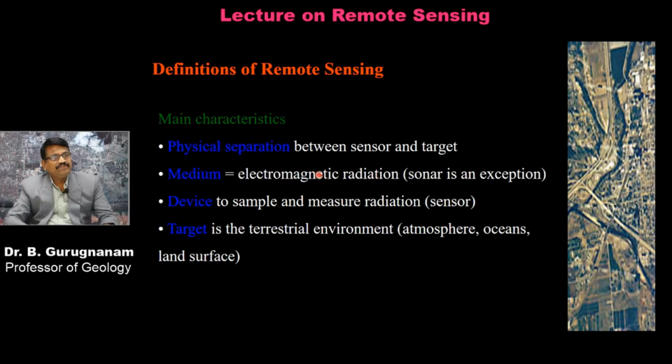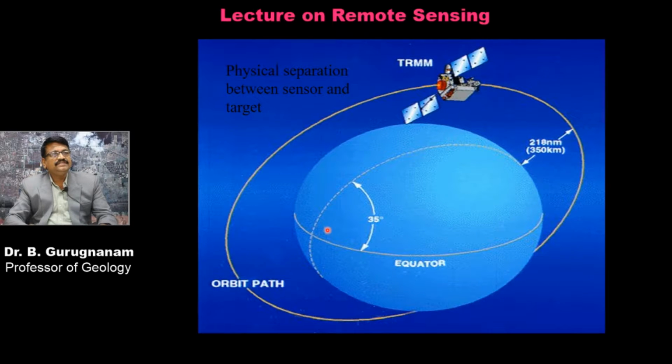So this electromagnetic radiation is captured by the sensor. Target is the surface of the Earth. Sometimes you will be able to work with the atmosphere to understand the different characteristics of atmospheric science, or you can also work with oceans to understand oceanography, or land surface for various scientific studies. So this is the exact technology that we are using.